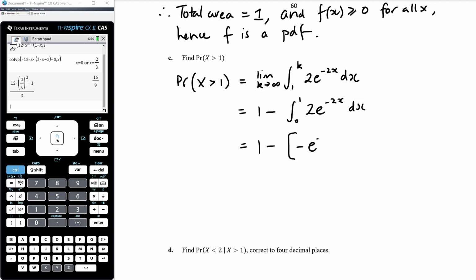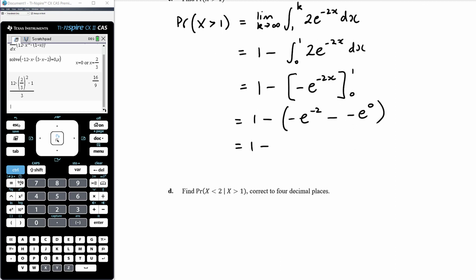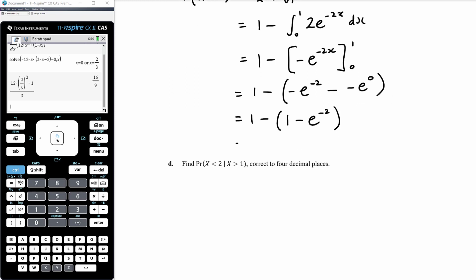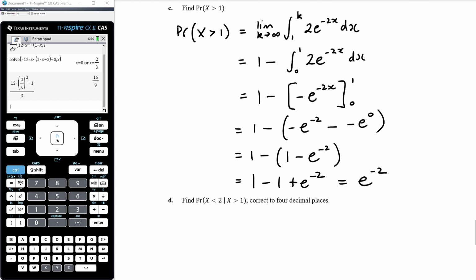So 1 minus, the antiderivative is negative e to the negative 2x from 0 to 1. Just be careful about the fact that you're subtracting, just keep everything in a bracket. So subbing in 1, we've got negative e to the negative 2. Take away, subbing in 0, negative e to the 0. So lots of negatives going on, so just be really careful. That is positive 1, so I'm going to write it as 1 minus e to the negative 2. Expanding out that bracket, because we're subtracting all of that, we've got 1 minus 1 plus e to the negative 2. And so therefore the probability that x is bigger than 1 is e to the negative 2.